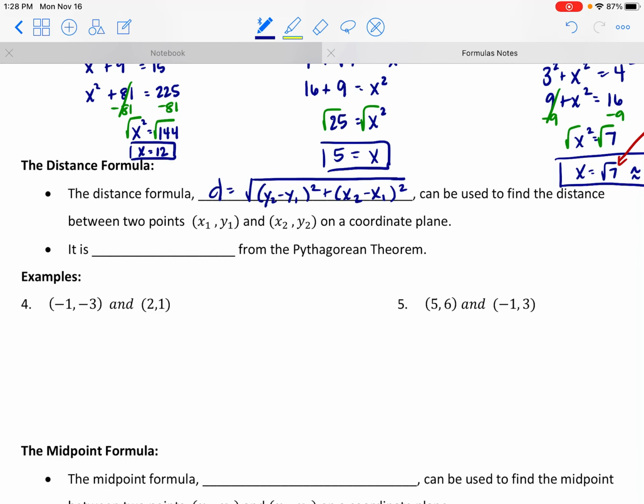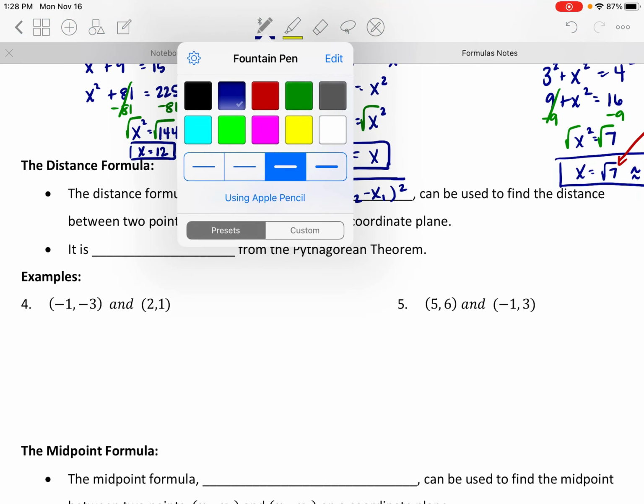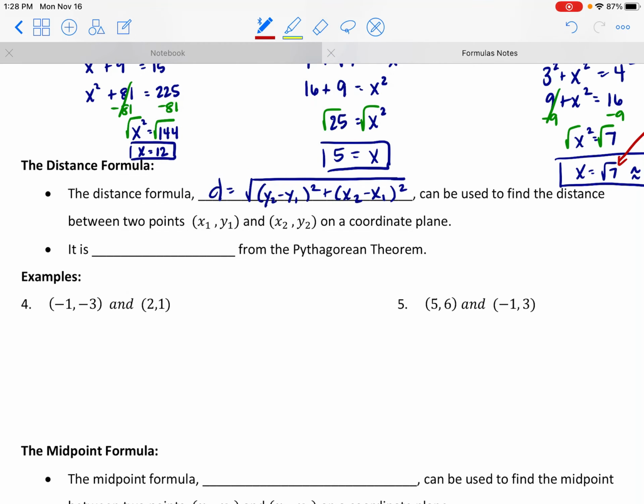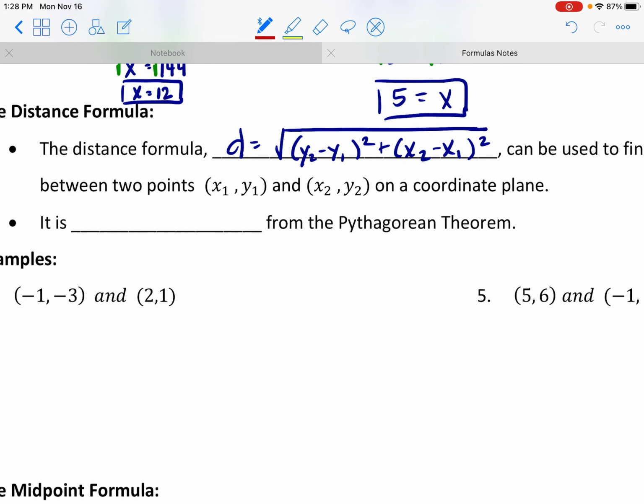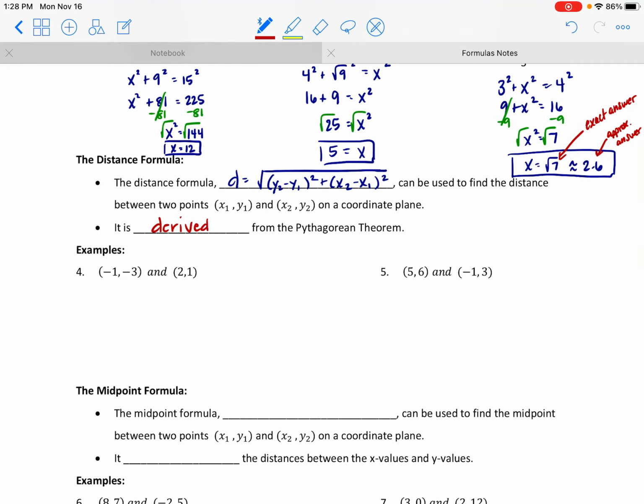the Pythagorean theorem. It is based from the, I don't know what word I wanted to put in there. This is twice now, guys. It is a version of the Pythagorean theorem. Let's just say derived. It is derived from, it comes from the Pythagorean theorem, and I'm going to show you that. Gosh, I'm spaced. Okay. My bad.